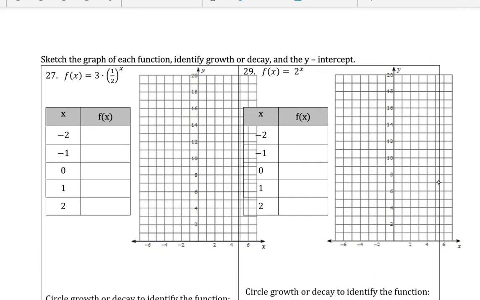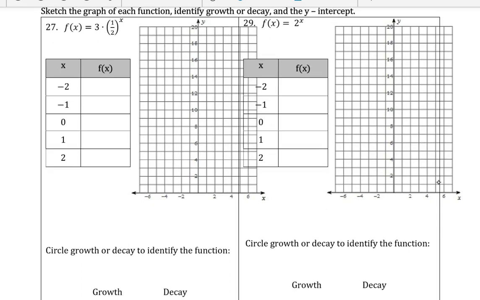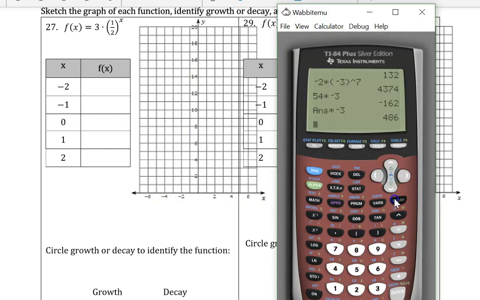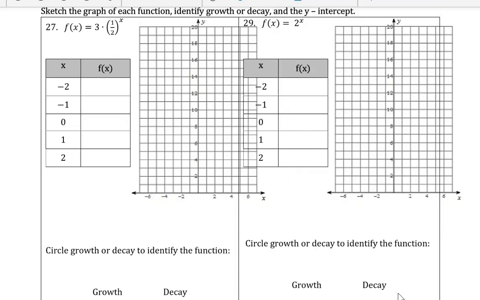Okay, so we're going to sketch the graph of each function, identify the growth or decay, and look at our y-intercept. So if I plug in these numbers, for -2 in there, that would give me, let's see, 1/2 times -2. So again, depending on how we've done this in the past, let's just go ahead and use the table the traditional way. So 1/2 to the, throw parentheses around here just in case. We get 12.